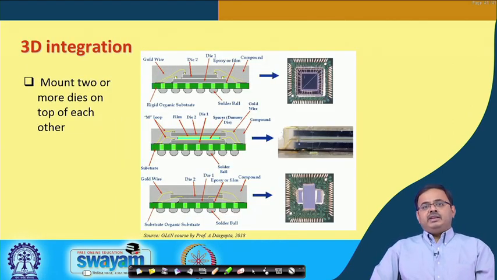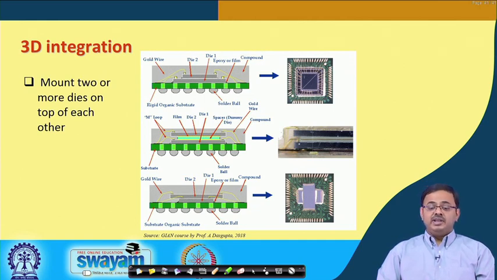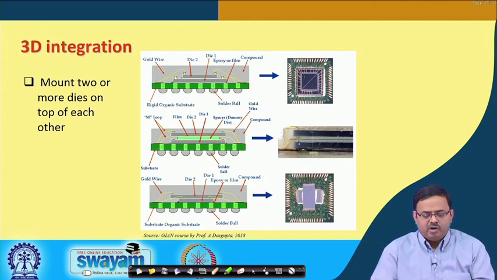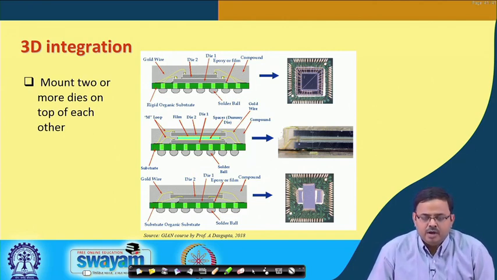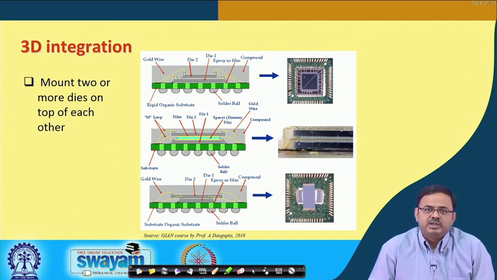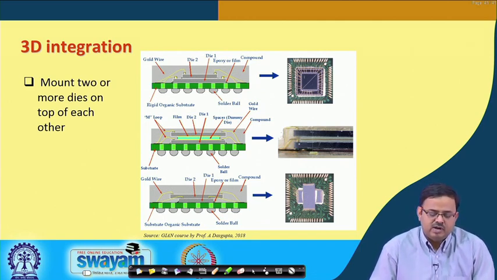Then we come to 3D integration. So, that is obviously the next step. What is 3-dimensional integration? All right. So, here 2 or more dies are mounted on top of each other. Here again this has evolved. The first one you see, there are 2 dies, one on top of the other, and both have peripheral connections and are wire bonded. See that? So, die 1 is the larger one, die 2 is the smaller one, and the 2 are connected with each other.